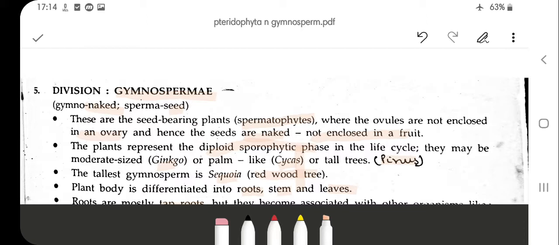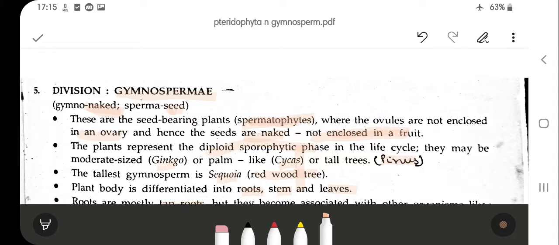Today we are going to start with a very important division of higher plants, that is Gymnosperms. Gymno means naked and sperm means seed, and these are the seed bearing plants. The seed bearing plants are known as spermatophytes, where the ovules are not enclosed in the ovary and seeds are naked, not enclosed in a fruit.